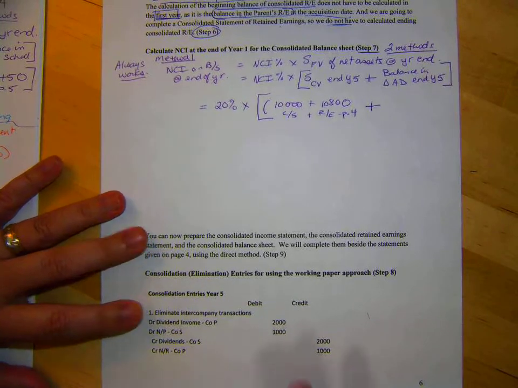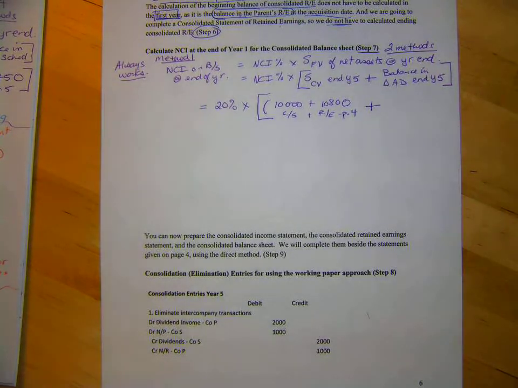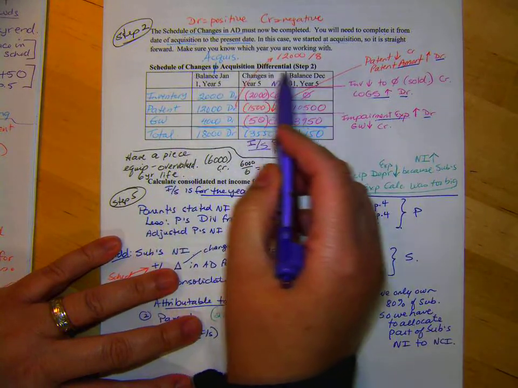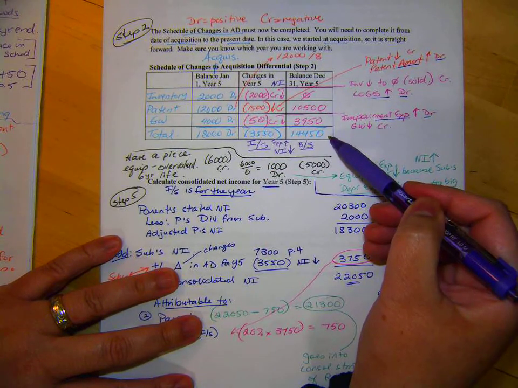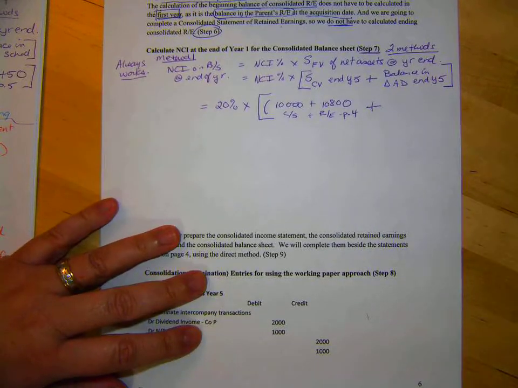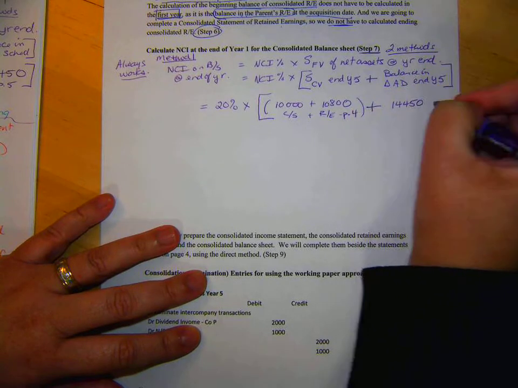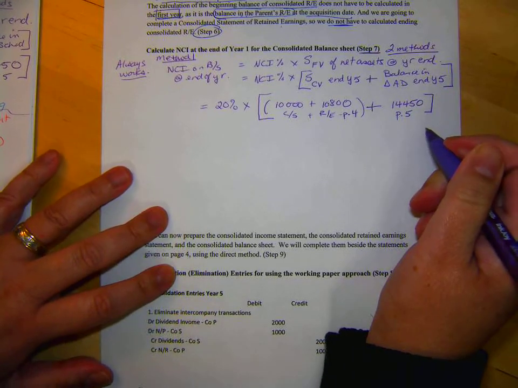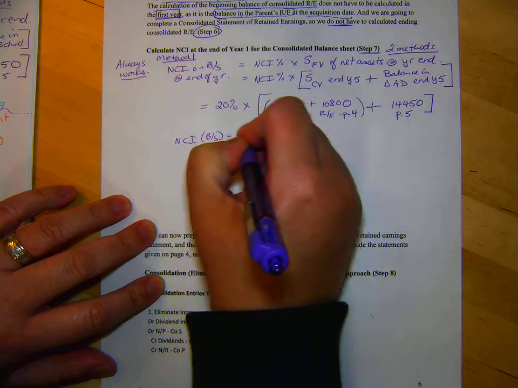Now, we need our changes in AD schedule that we did on page 5. So, we go to page 5. Here's our changes in acquisition differential, and our ending balance is 14,450. And that's page 5. So NCI on the balance sheet is 7050.